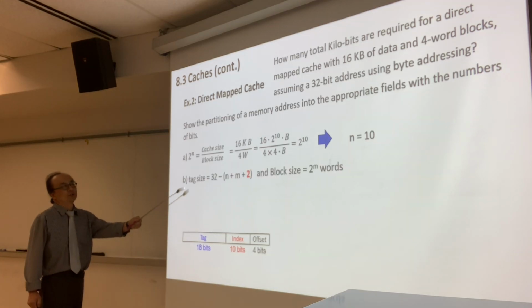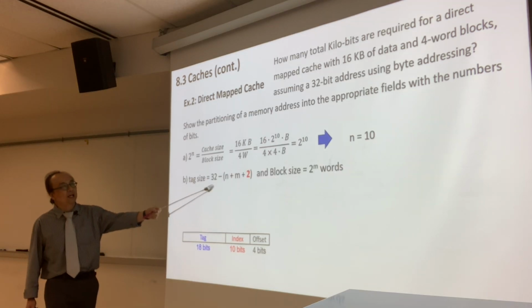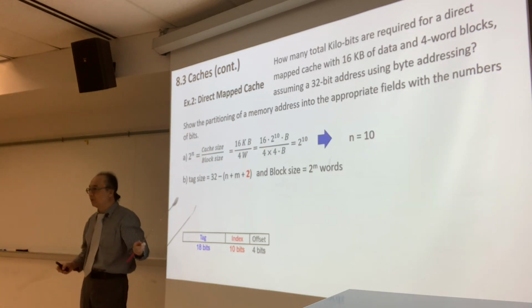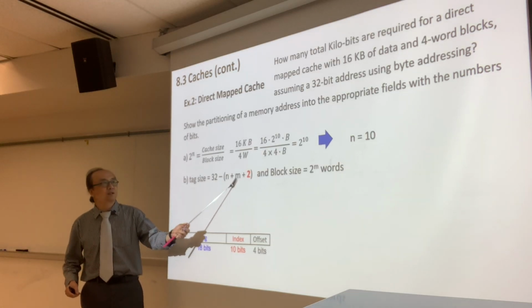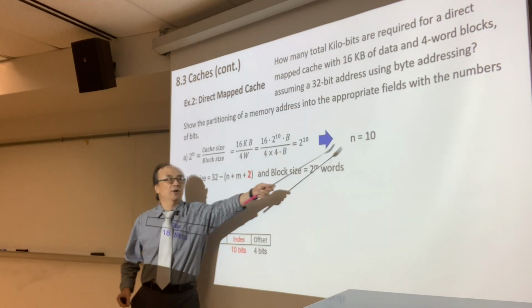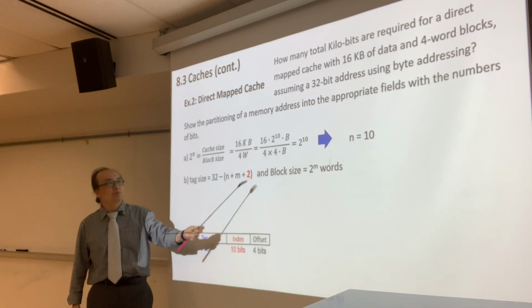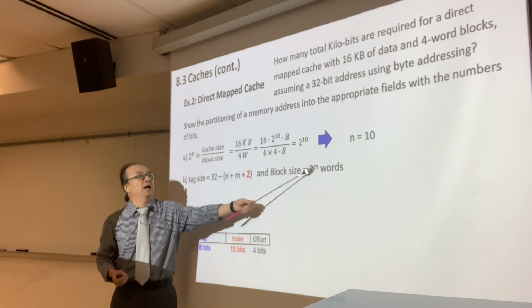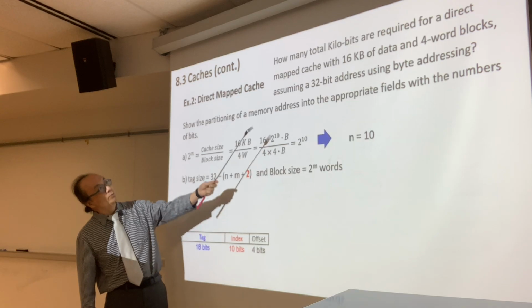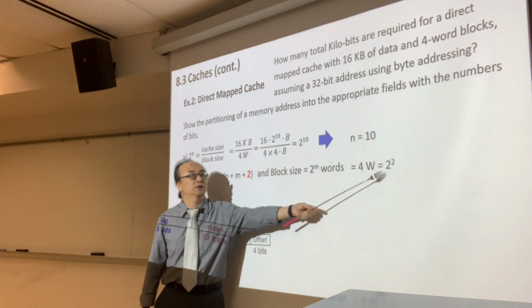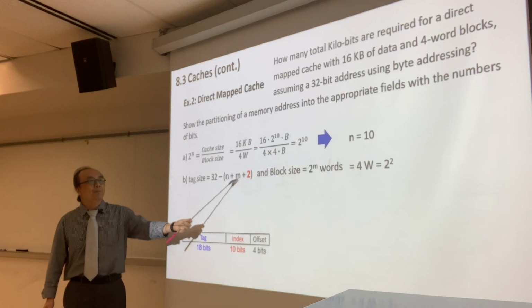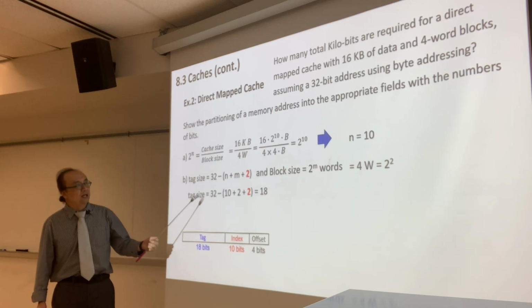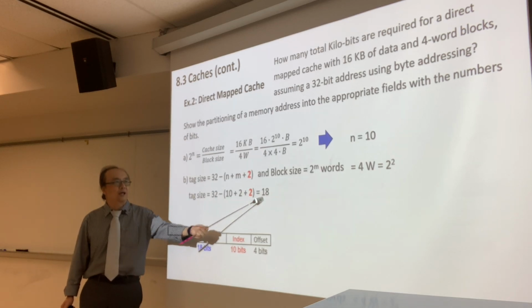And then we need to calculate the tag size. Tag size equals 32, the total number of bits for the memory address, minus (n plus m plus 2). Now how do we find m? The block size in words is 2 to the power of m. We need to plug this m in here. What's the block size? It's a 4-word block, so m is going to be 2. M plus 2 gives us the total offset. So the tag size is 32 minus (10 plus 2 plus 2), which is 18.